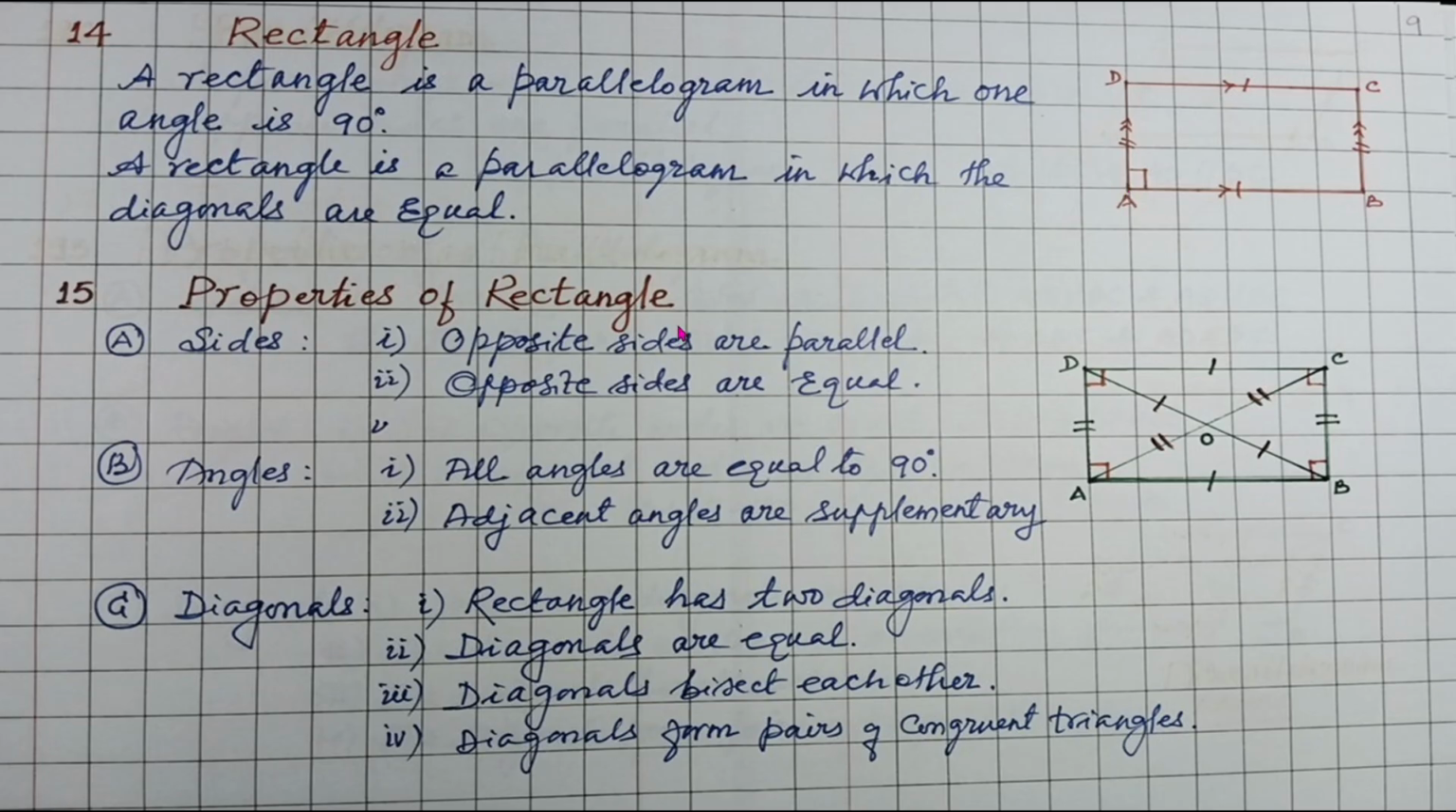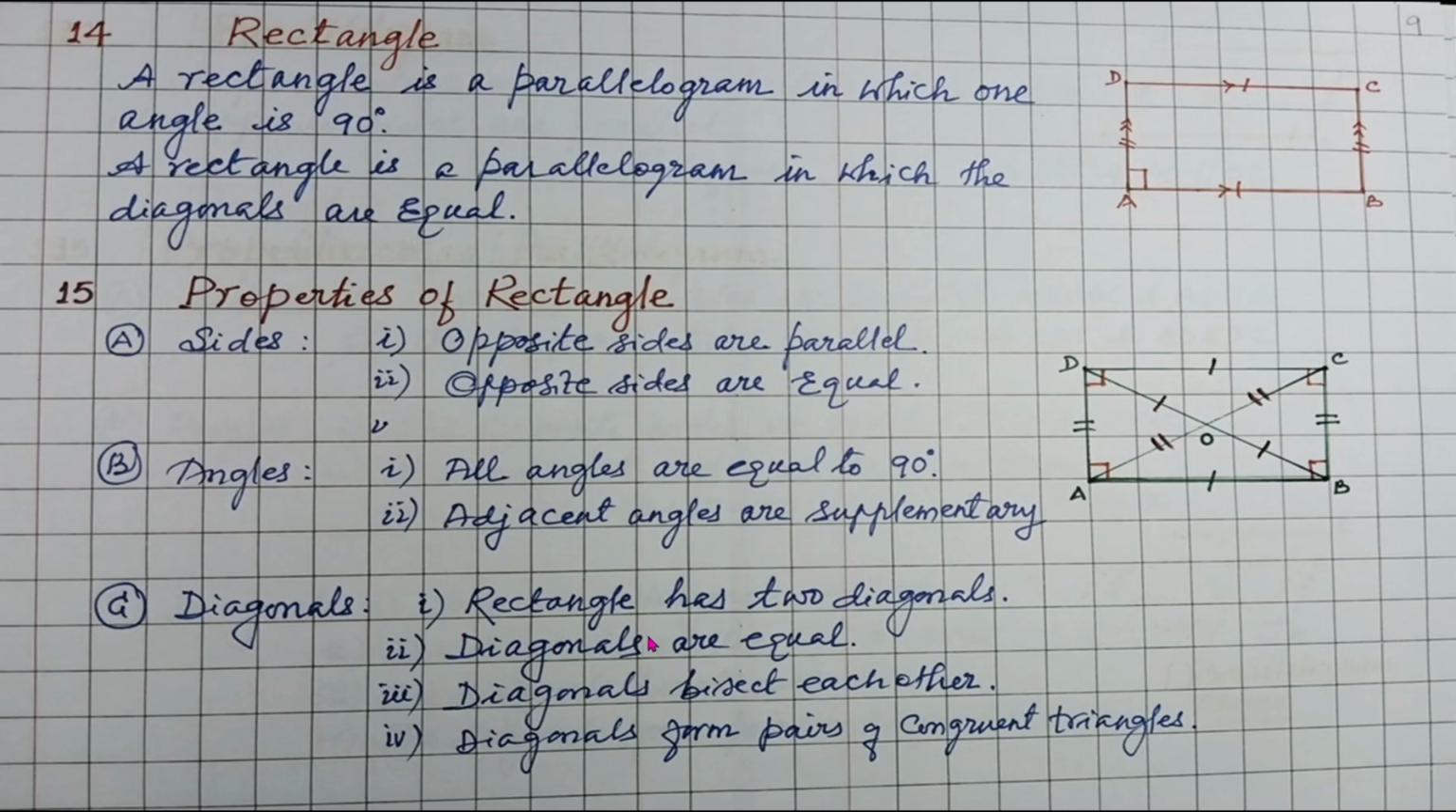Let us study the properties of a rectangle in terms of sides, angles and diagonals. In a rectangle, the opposite sides are parallel, opposite sides are equal. See, AB is equal to DC, AD is equal to BC, AB is parallel to DC and AD is parallel to BC. That is in terms of sides. In terms of angles, all the angles of a rectangle are equal to 90 degrees and adjacent angles are supplementary.